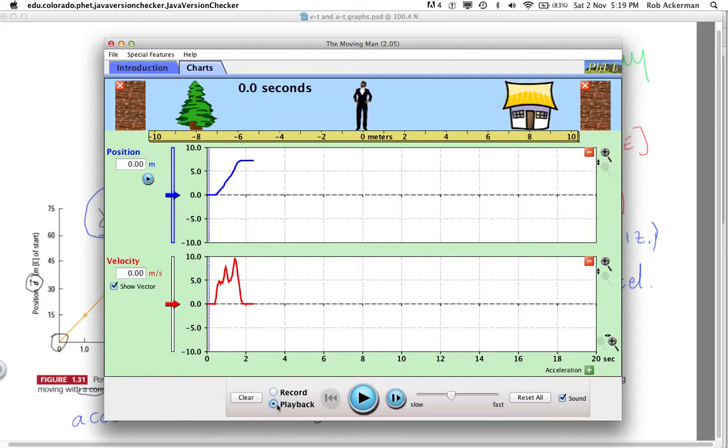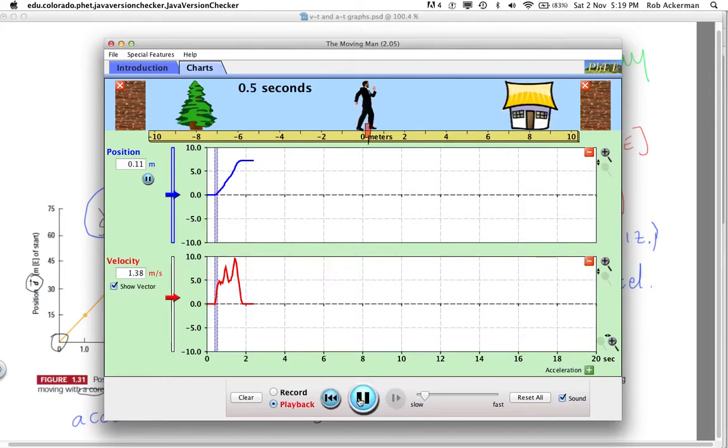One other thing you can do, click playback, slow down the playback, and then click play, here we go. You're going to get to watch what happens. As he starts moving, there's his velocity vector pointing to the right. You see I'm struggling to keep it constant. I'm doing a so-so job, and that's why I'm getting the jumpy velocity graph. However, it does work.